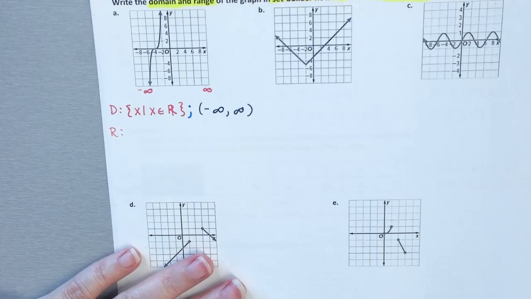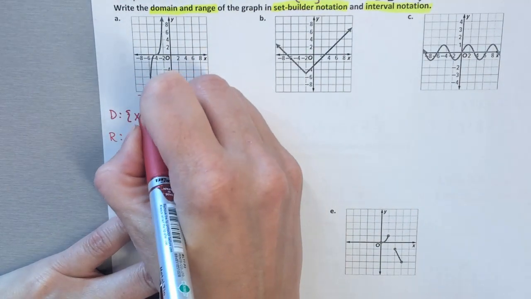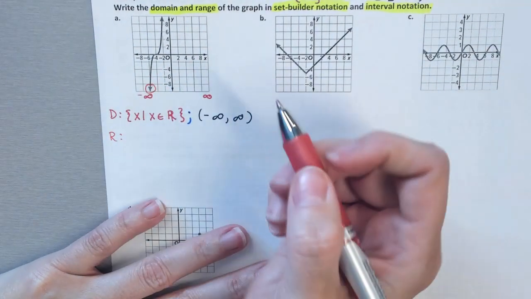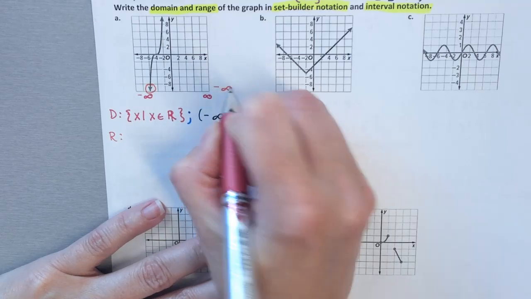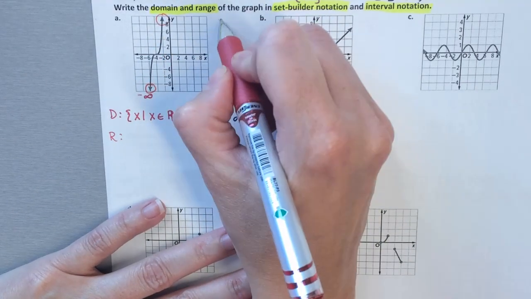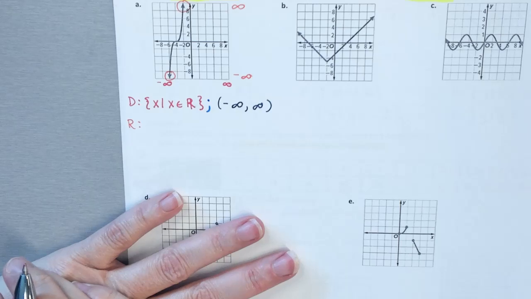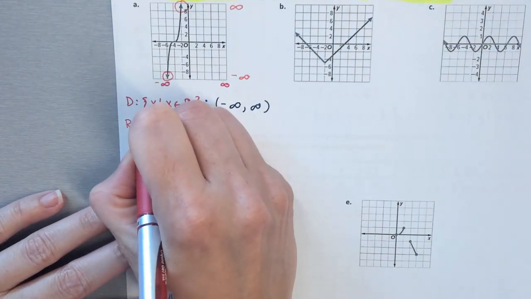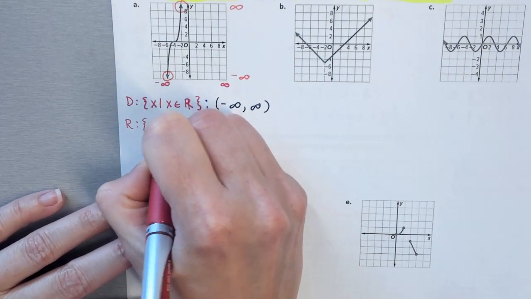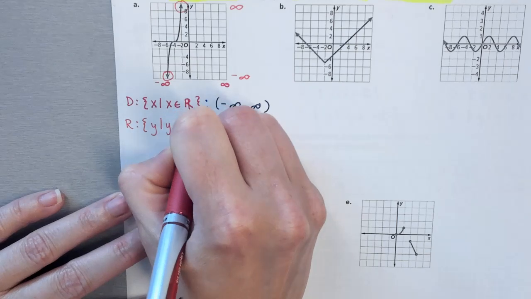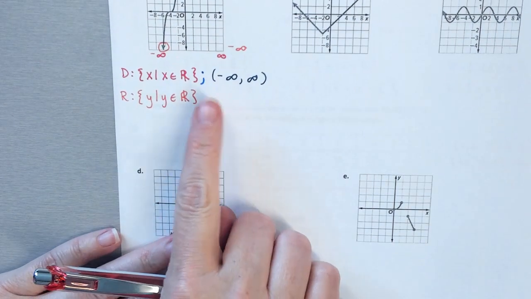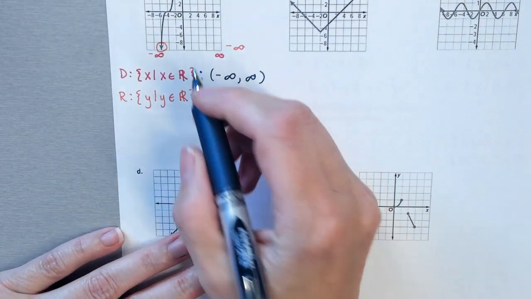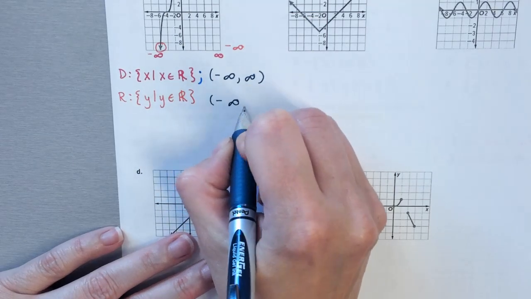And then your range, we are looking vertically. So if you have an arrow going down, that means the lowest value is negative infinity. The highest value is an arrow going up. So your range is going to be y, such that y is an element in the real number set. And now you see how we write that. It's just negative infinity to infinity.